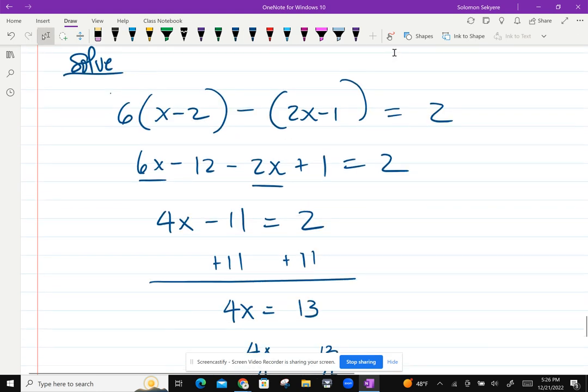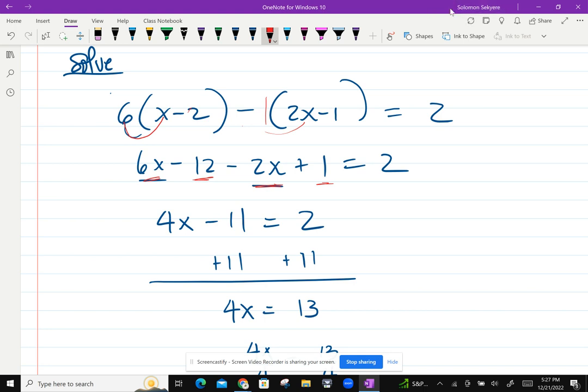Let's do the last one right here. Solve 6 parentheses x minus 2 minus parentheses 2x minus 1 equals 2. Okay, again, we need to remove the parentheses. So we take the 6 times x is 6x. 6 times negative 2 is negative 12. And then, what did I tell you? If you don't see a number before the parentheses, put negative 1. So this means negative 1 through the parentheses. Negative 1 times 2x is negative 2x. Negative 1 times negative 1 is positive 1. So I've removed the parentheses, right?